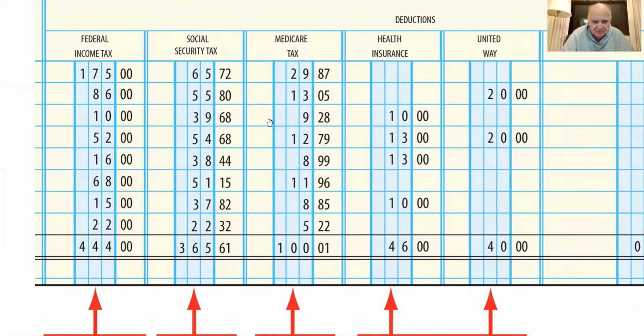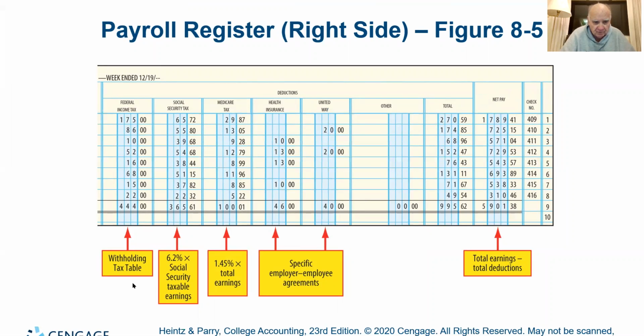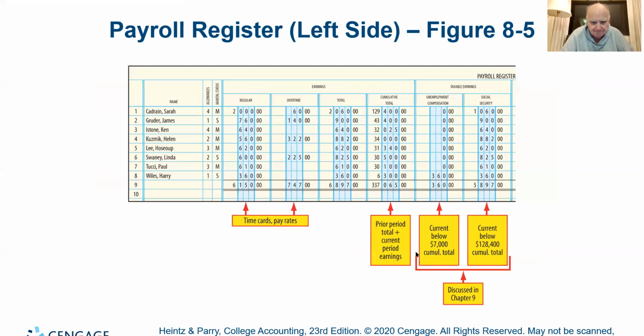And I'm going to see if I can move this up a little bit. So look at what we have here. We have the withholdings, which came from the tax table. The Social Security was 6.2% of whatever the earnings were eligible. In her case, it was only the 1,060. Her total earnings, 1.45%. And these are specific things she agreed to have pulled out of her paycheck. Here are your total earnings, your total deductions to your net pay. Total earnings minus total deductions is net pay, okay? Go back to the first one. Where did they get this information? They probably got them from time cards or pay rates or something.